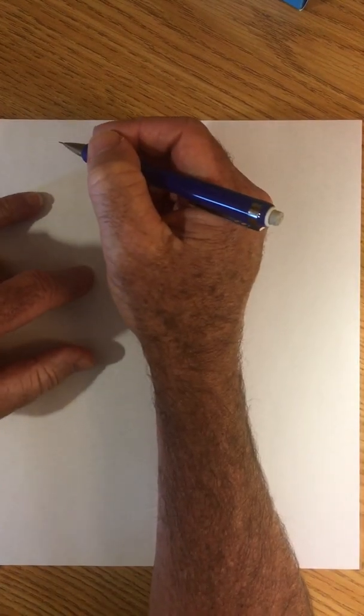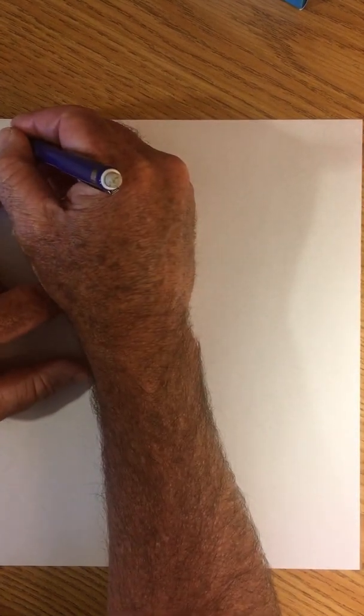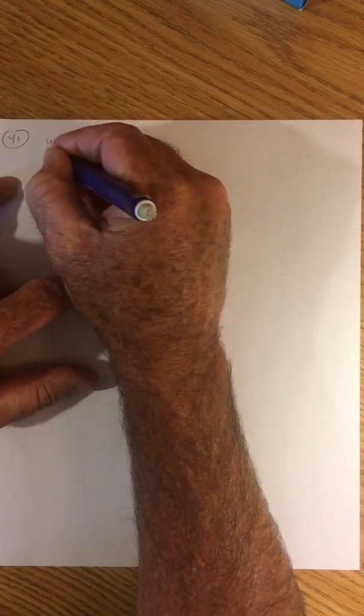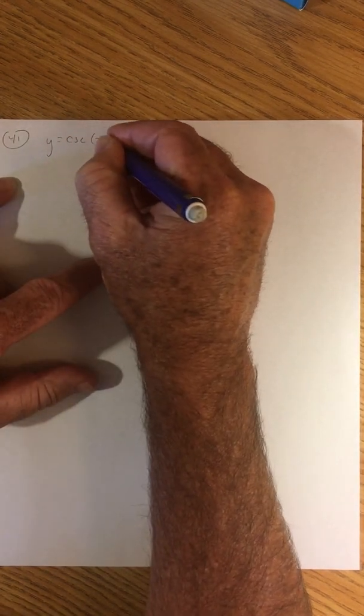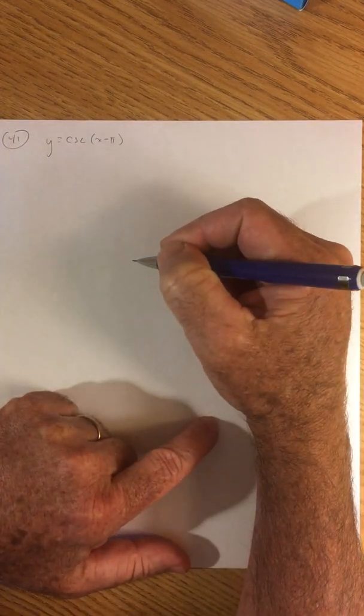Okay, today's topic is the shifting of secant and cosecant type graphs. Alright, so we'll get right through it. Number 41, y is equal to cosecant of x minus pi. These problems today are fairly easy.